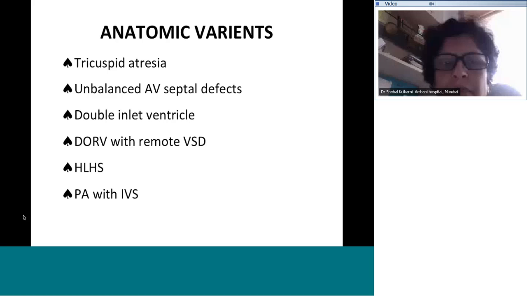Third is double inlet ventricle, where you have two AV valves, but the VSD is so large that functionally it is like a single ventricle, and you may not be able to partition that ventricle to create a two ventricle repair situation. The fourth one is, as I said, double outlet right ventricle with a remote VSD. You have two good ventricles, but your left ventricle through the VSD cannot be routed to the aorta.